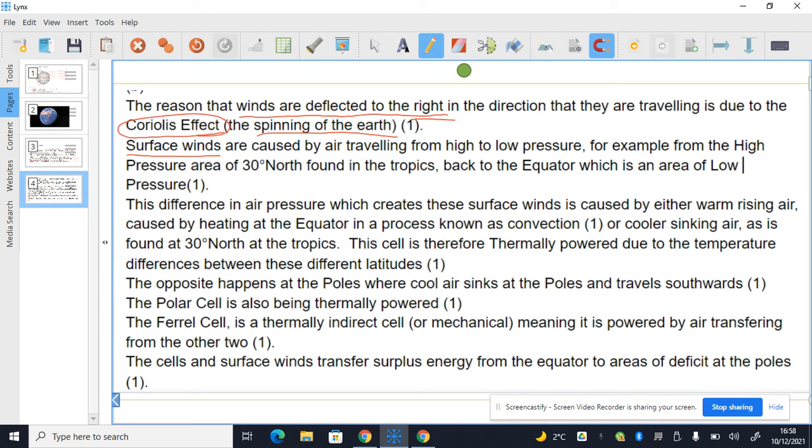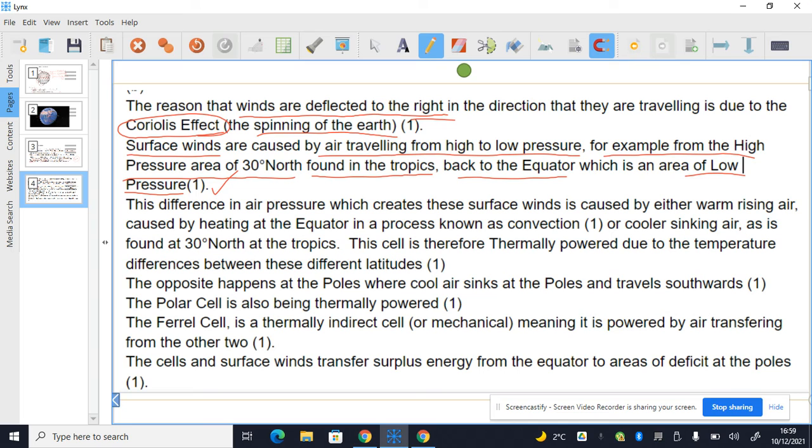Surface winds are caused by traveling air from high to low pressure. For example, from the high pressure area of 30 degrees north, found in the tropics, back to the equator, which is an area of low pressure. So there's a bit of explanation. Why do winds happen in the first place? Because air is traveling from areas of high pressure to low pressure.